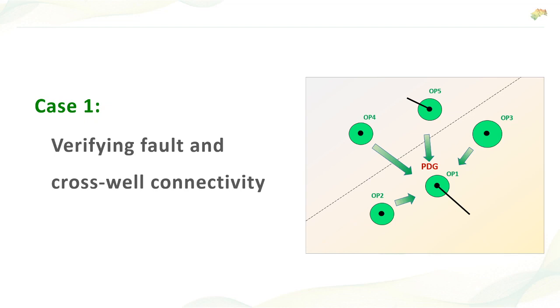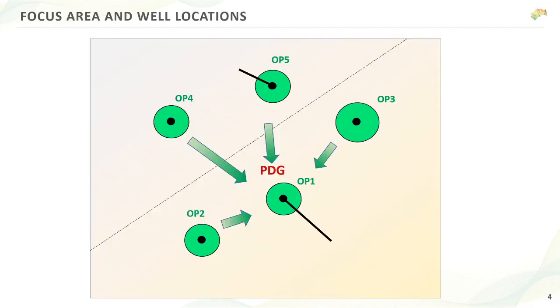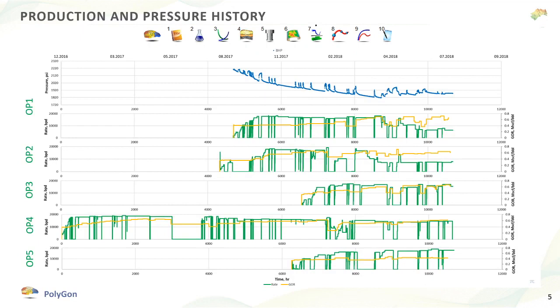So we have the PDG history on the producer OP1. Let's see what data we have. Here's the bottom hole pressure in blue in the panel above, and you can see several panels of rates. These are the rates and GOR of these 5 wells. This is in fact all the data that we need inside MRT to build this mathematical model of this interfering block.